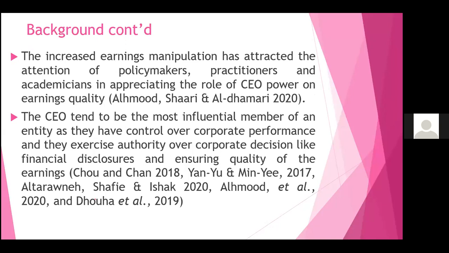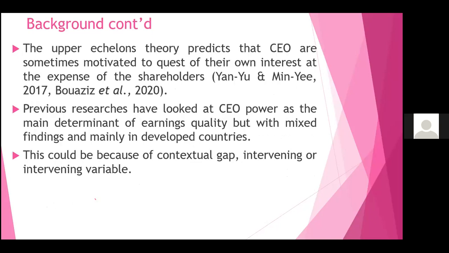So the CEO tends to be the most influential member of an entity, as they control corporate performance and exercise authority over corporate decisions, like financial disclosures, like ensuring the quality of earnings has actually been reported. So upper echelon theory predicts in this study that CEOs are sometimes motivated to pursue their own interest at the expense of the shareholders. The aspect of agency also comes in here.